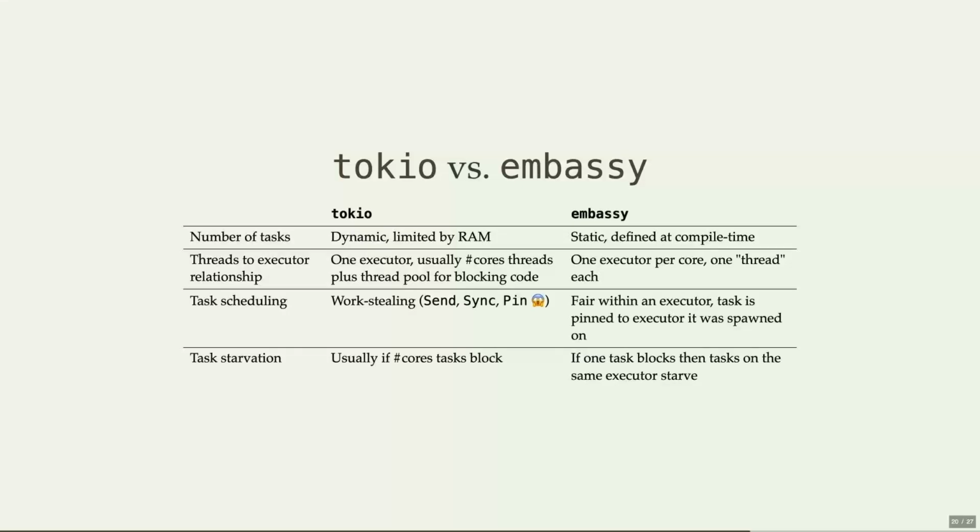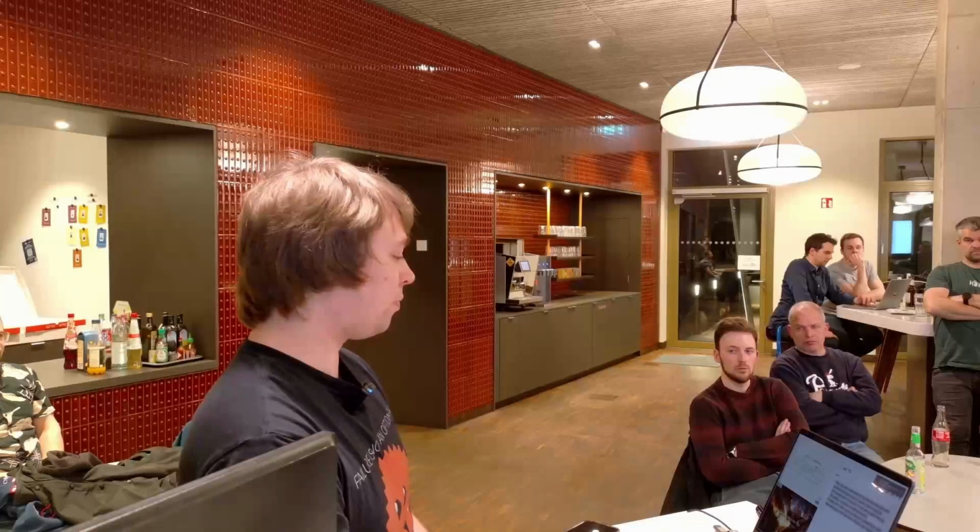In Embassy, the situation is a little bit different because we don't have the possibility to move tasks around between executors. If you have a blocking task running on an executor, then it will starve all other tasks that are running on the same executor. So one should really take care that you don't have blocking operations when dealing with async Rust.